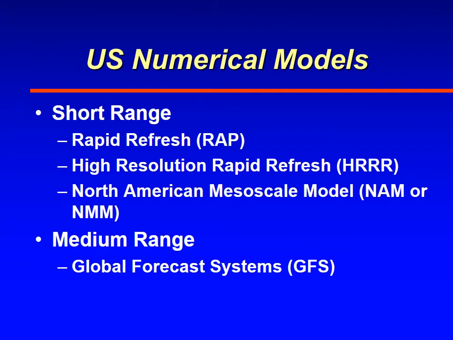So first we're going to talk about the numerical models that are created by the United States. And these can be basically categorized according to duration. Short-range models typically go out about 3 or 4 days, whereas medium range can go out to perhaps 10 days. And there are a number of different types of models. Short-range models include the RAP, the HRRR, and the NAM. And the medium range, we have the GFS model, which is our primary medium range model.